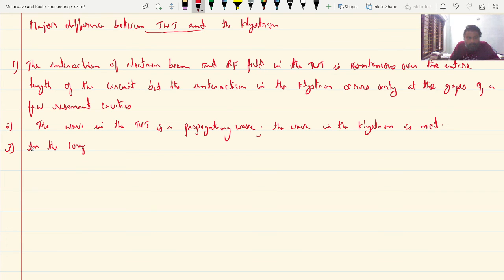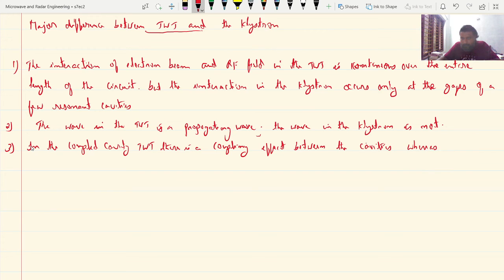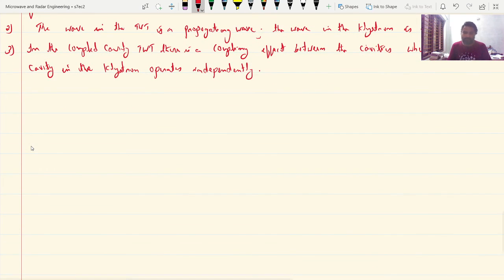In the coupled cavity traveling wave tube, there is a coupling effect between the cavities, whereas each cavity in the klystron operates independently. It will operate independently.